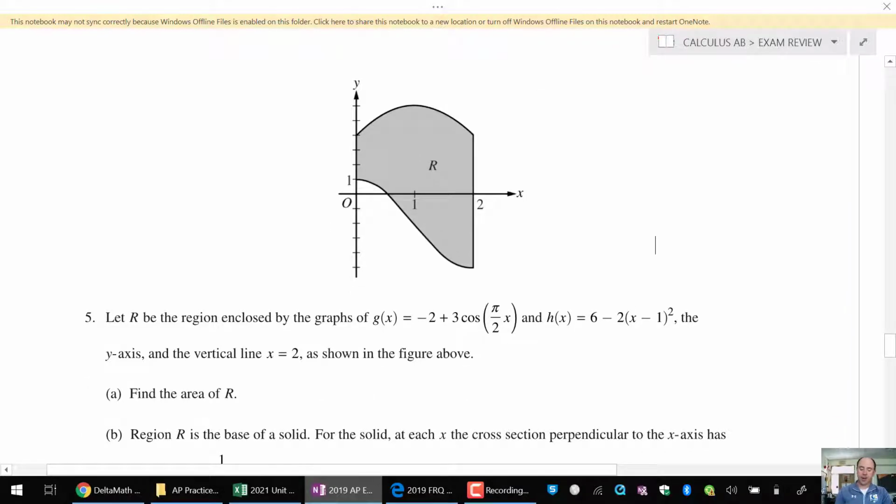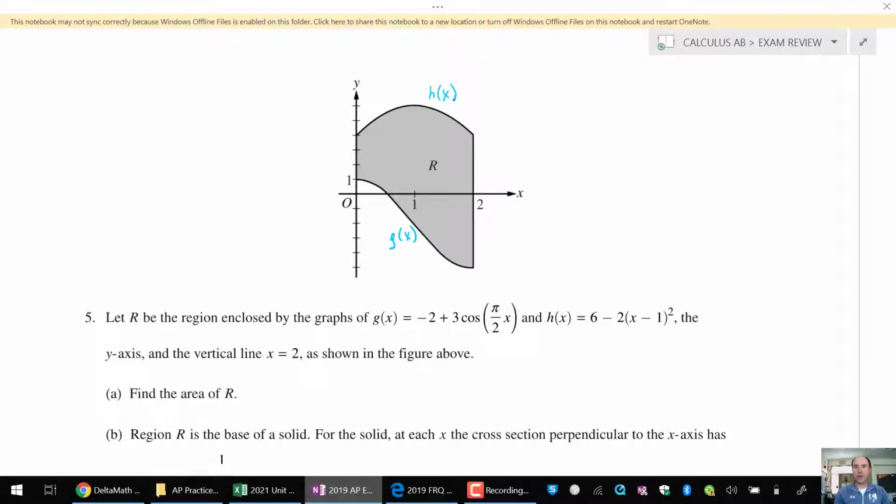So the functions here are g of x and h of x. It looks like I have a cosine function on the bottom, so here's g of x, I'll label that. And the upper function h of x appears to be this upside down parabola, so h of x I'm going to label up there on the top. So first question says to find the area of R.